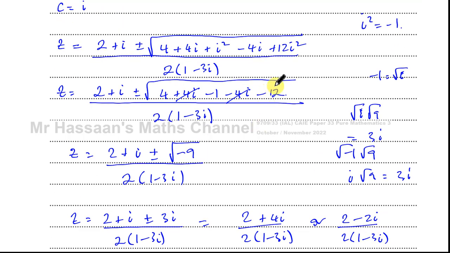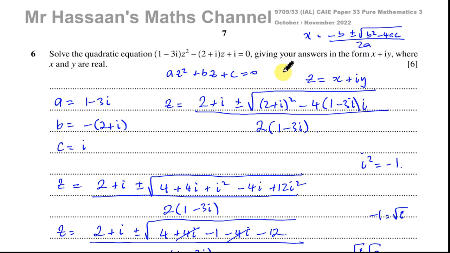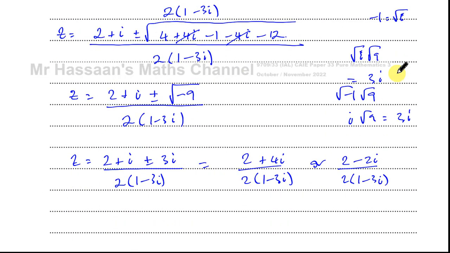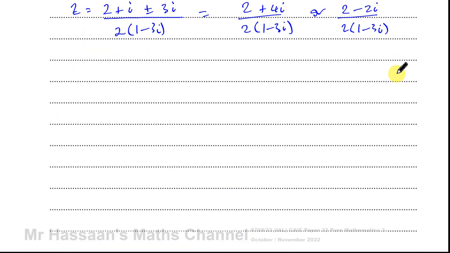Okay, so now we have to leave our answers in this form, x plus iy. So these are our two solutions. However, we want to simplify them and write them in that form. So we can do two things. Let's look at the first solution. I'm going to take out 2 as common from the numerator. So I have 1 plus 2i over 2 times 1 minus 3i. The 2's will cancel.